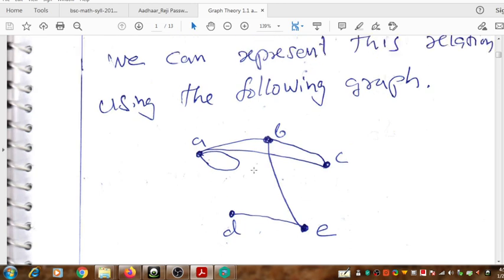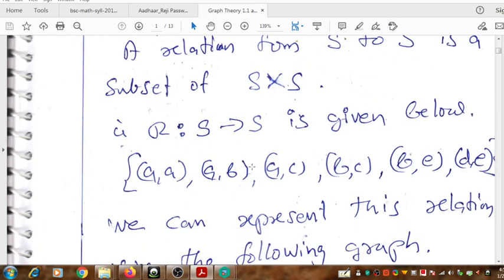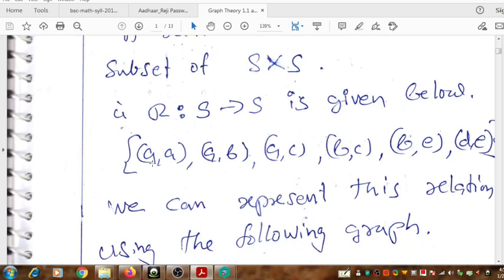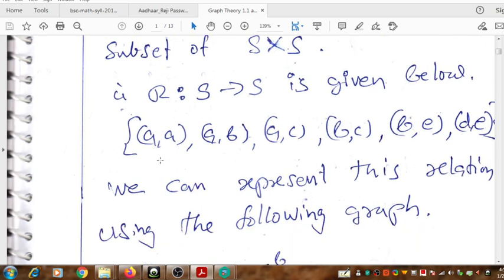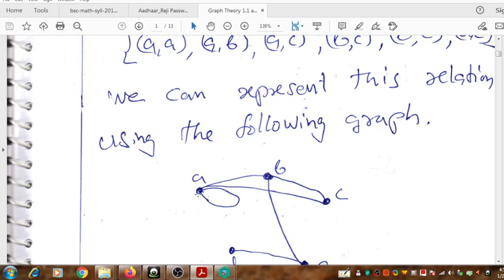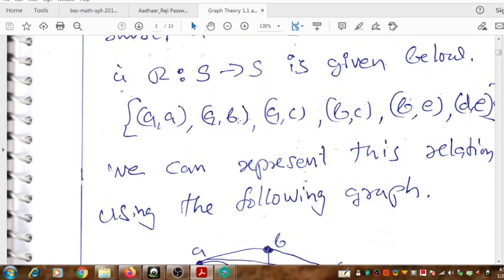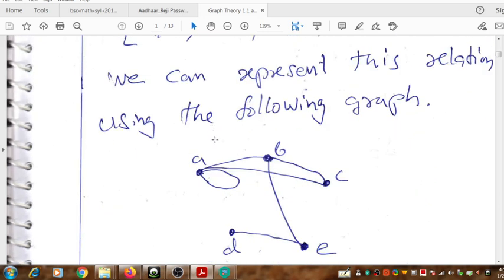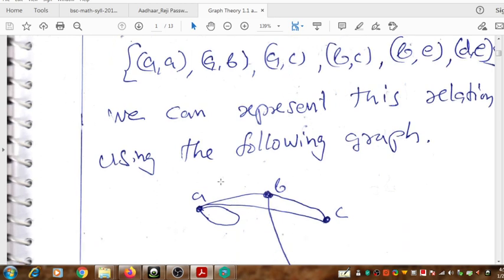After that, we consider that relation, and the pairs of elements present in the relation are considered one by one. First element is A, then in the figure we draw a line starting from A and ending at A. And since the pair AB is present, we draw a line from A to B. Since AC is present, we draw a line from A to C.